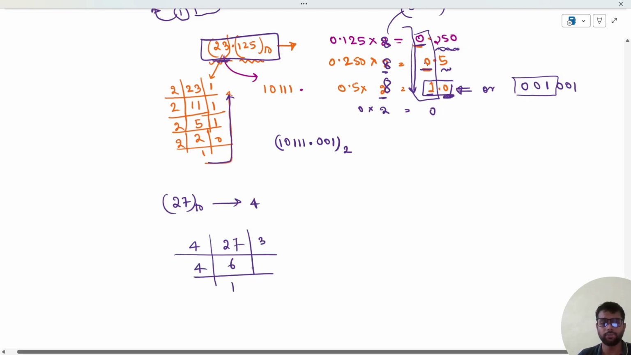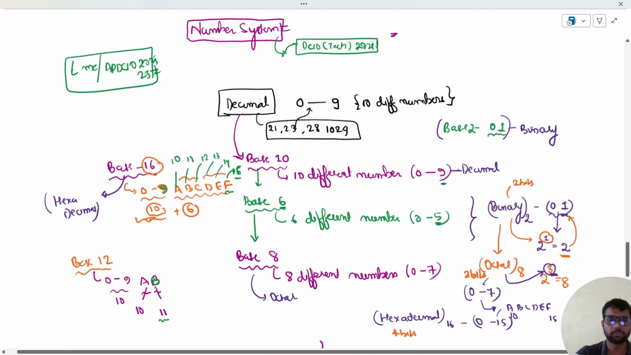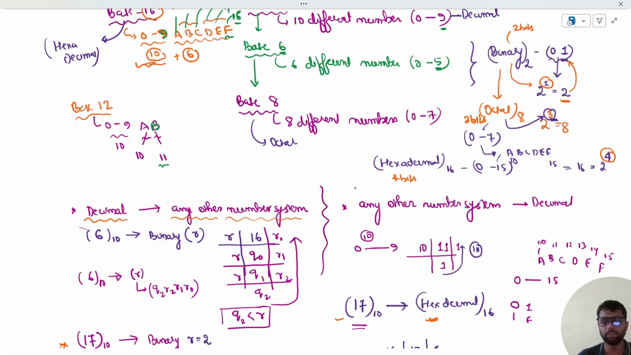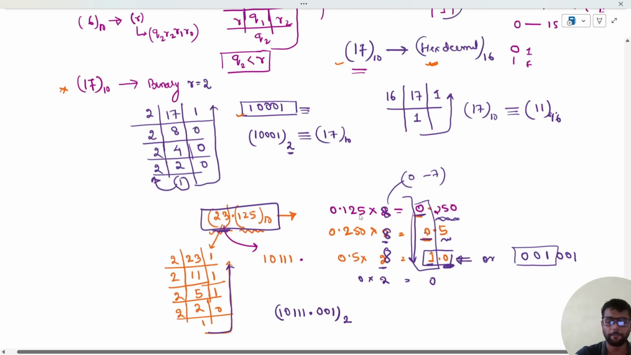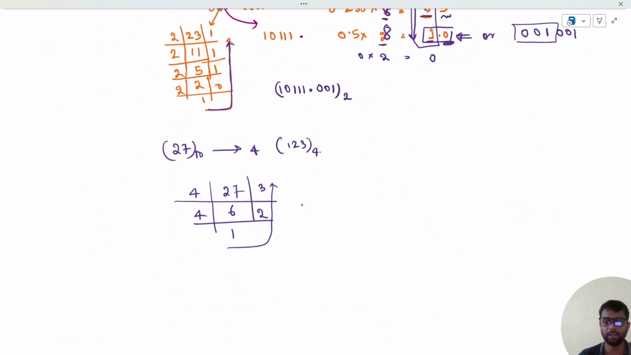We have 4, 1 the 4, remainder will be 2. So the conversion in base 4 will be 1, 2, 3 base 4. So now let us see how we convert from any other number system to the decimal number system. I'll give you a generalized formula and then you remember that.